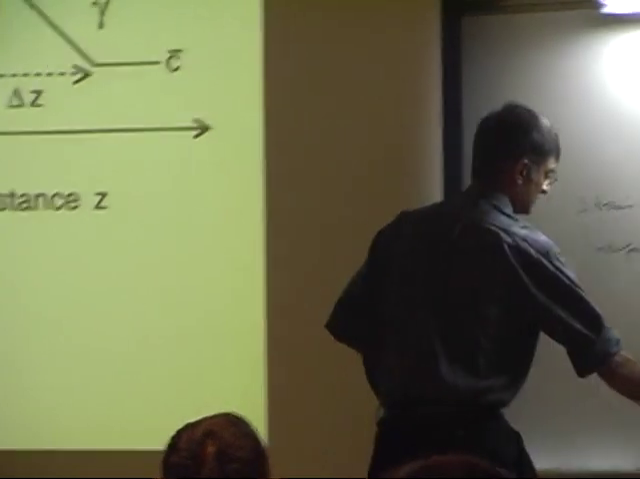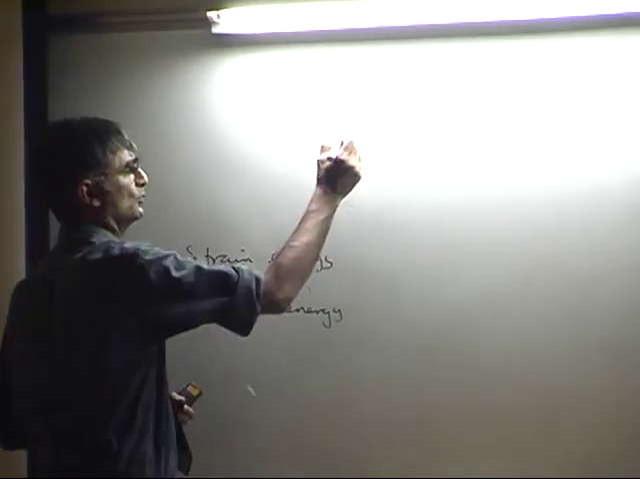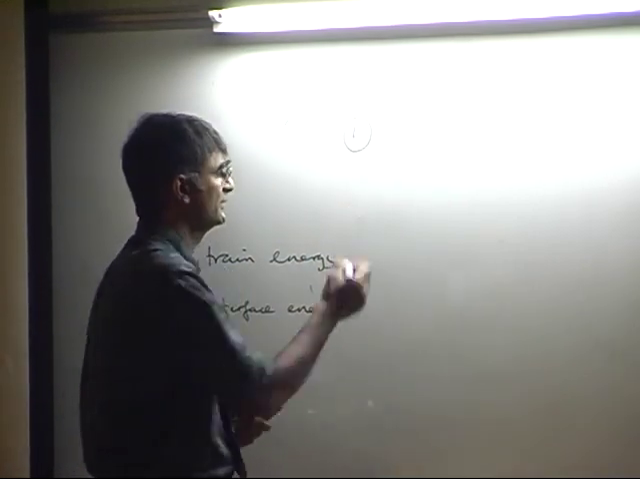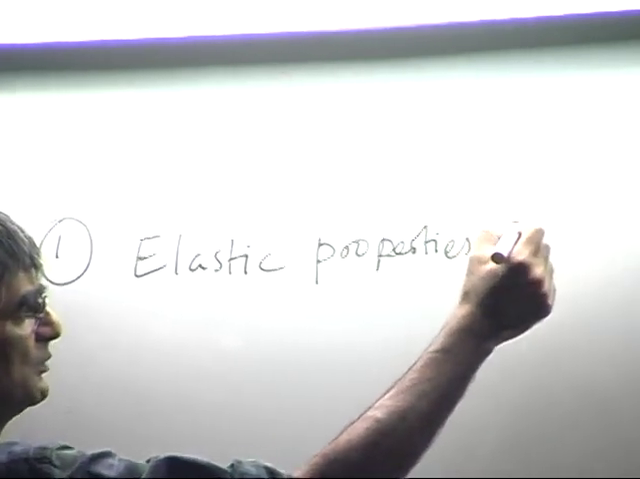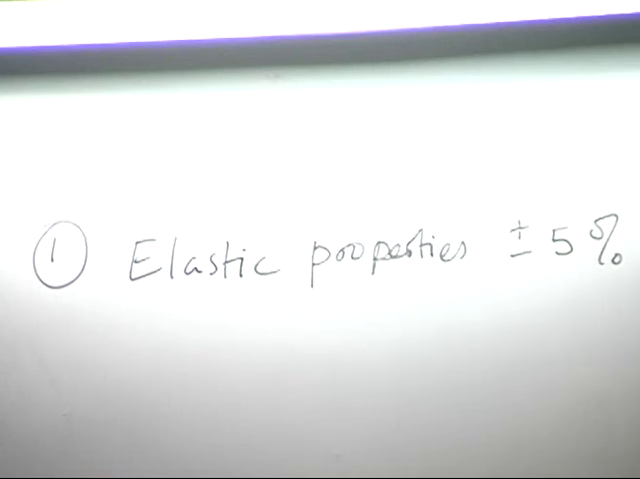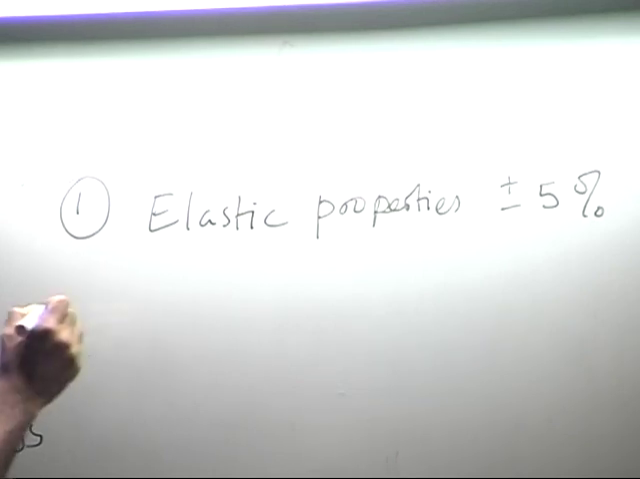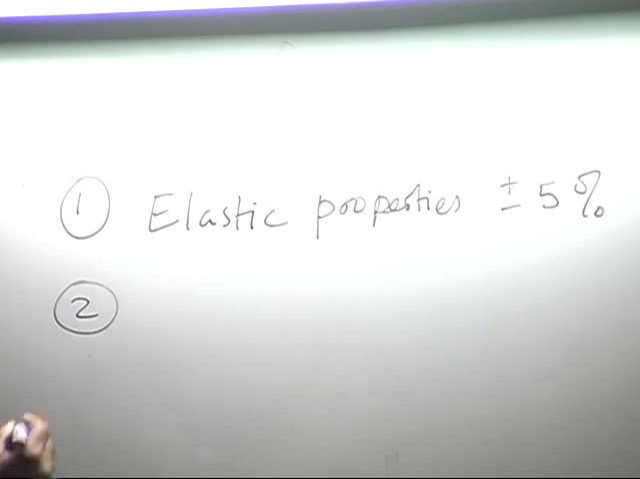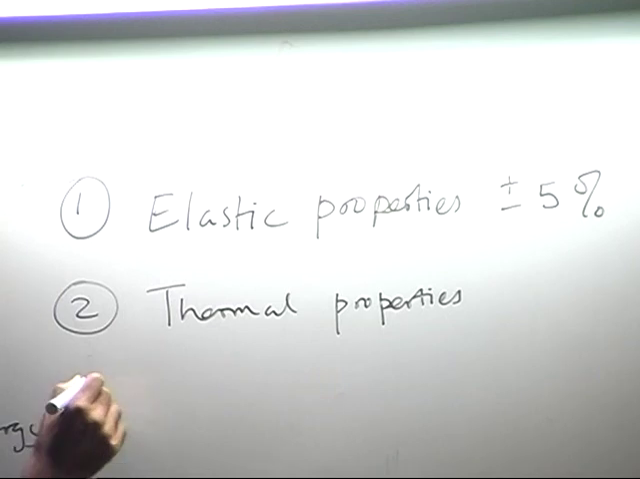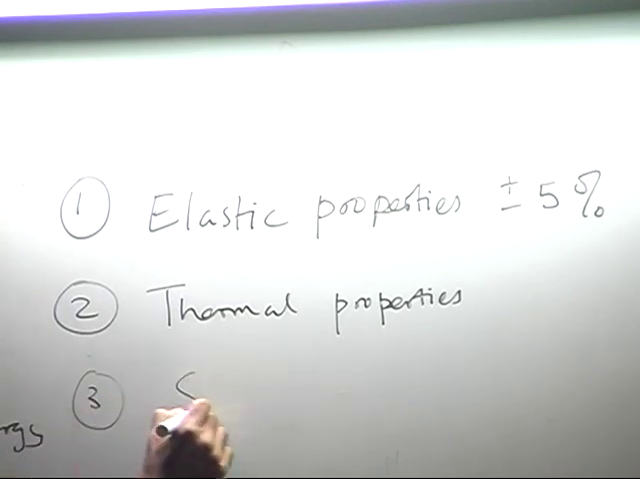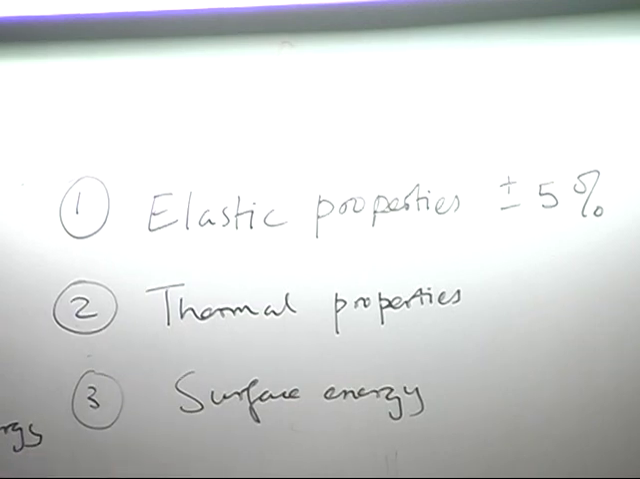No, I mean, there's nothing wrong, but to summarize what electron theory can do and what it can't do, okay? Number one is that you can calculate elastic properties to probably plus or minus 5% accuracy, which is quite good. So you can calculate modulus in different directions and so forth for different crystal structures. Number two, you can calculate thermal properties. You could calculate surface energy. You can calculate the stable crystal structure.